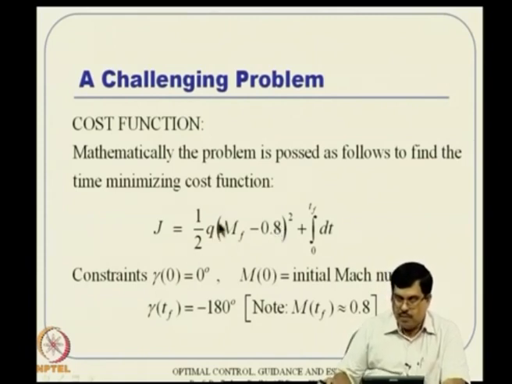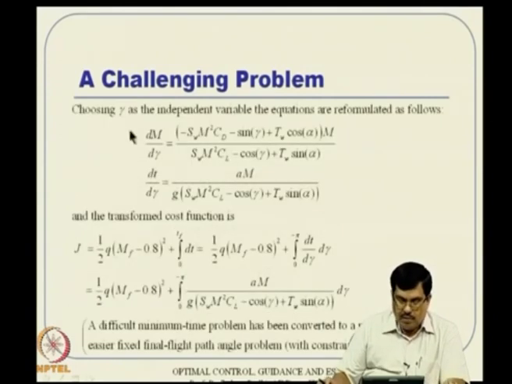But if k goes to higher and higher values, then MF will go closer and closer to 0.8. And this part will guarantee that the minimum time is there, that is, TF minus 0, that is TF, has to be minimum. But this is done in a little bit clever way.